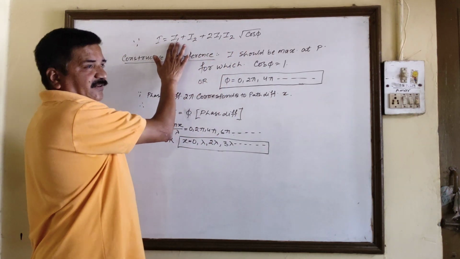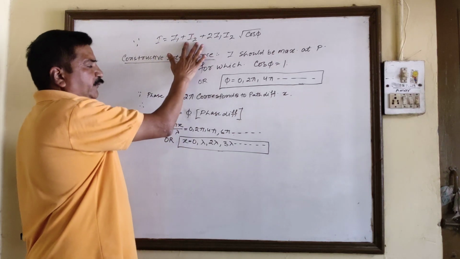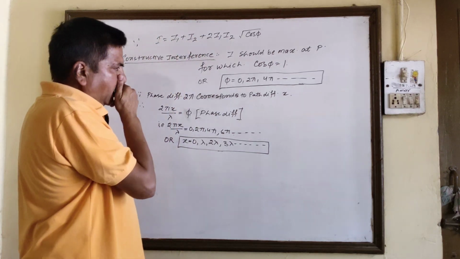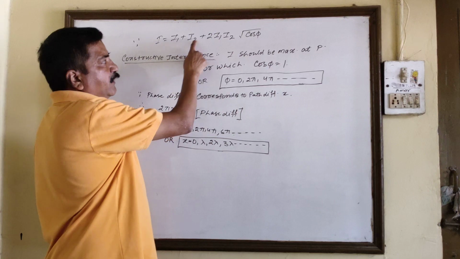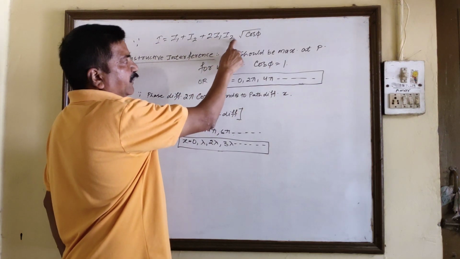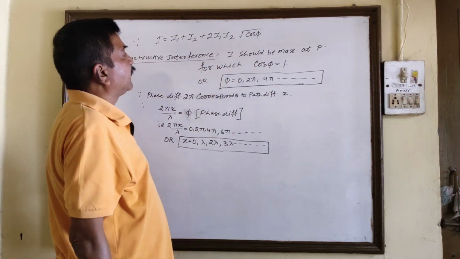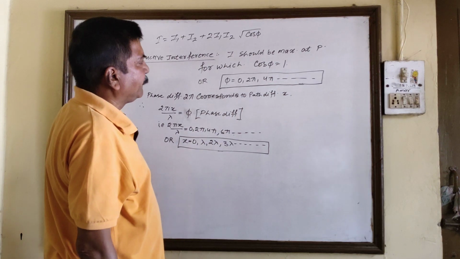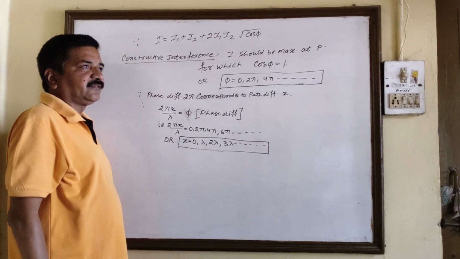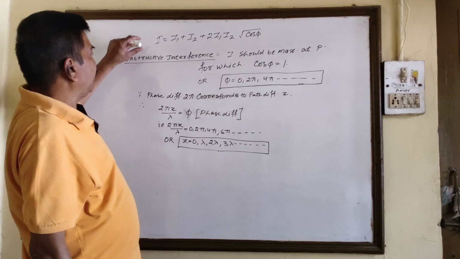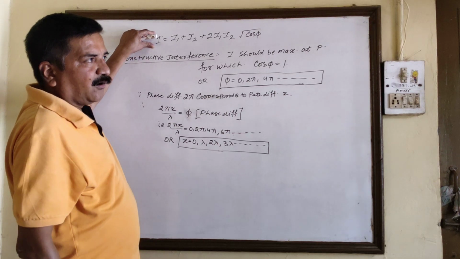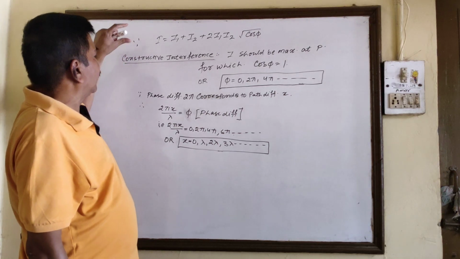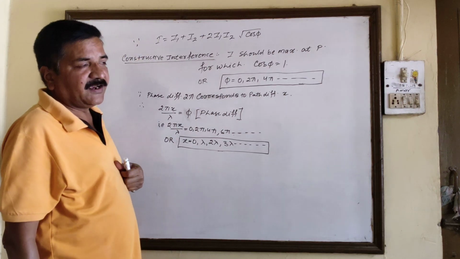As you know, I1 is the intensity of the first source of light, I2 is the intensity of the second source of light, while this term 2 root of I1 I2 cos phi is known as what? The interference term. Now we have to find the position or condition for constructive and destructive interference.